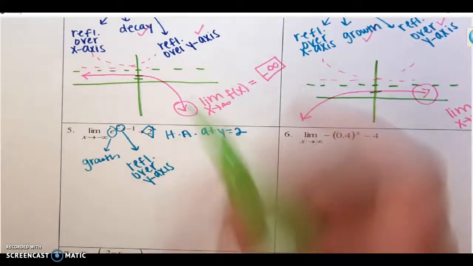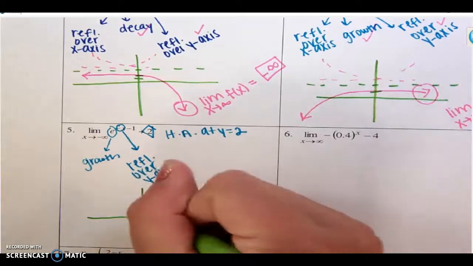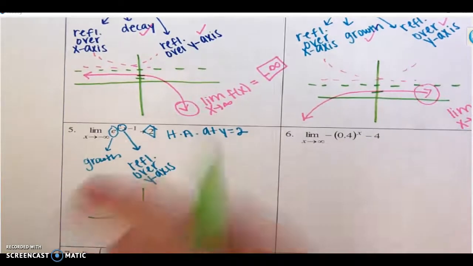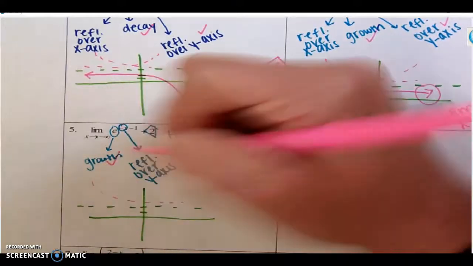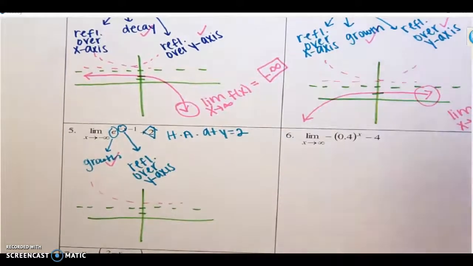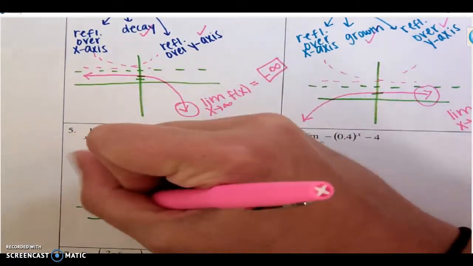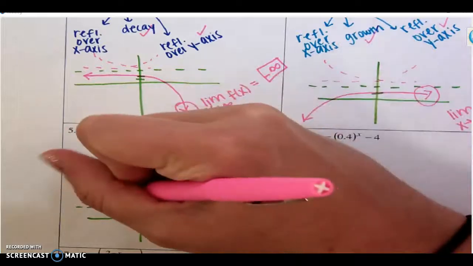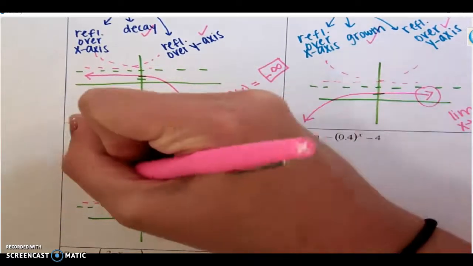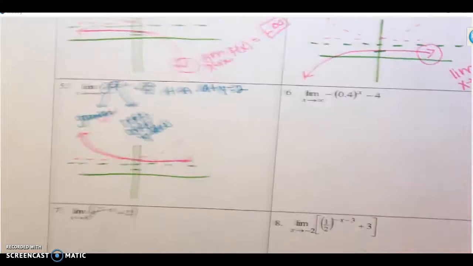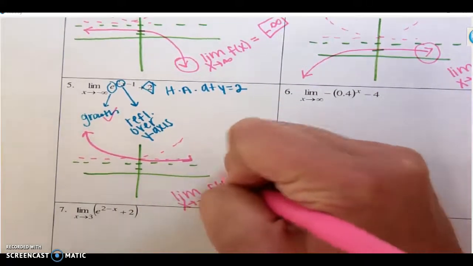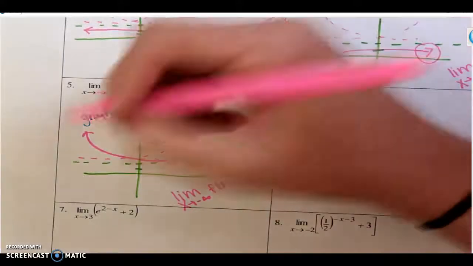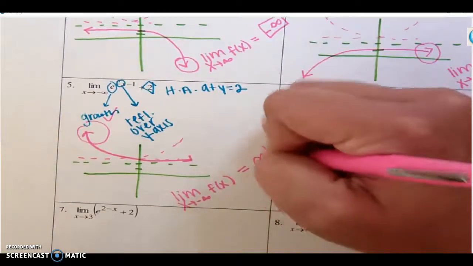So if we draw our graph, horizontal asymptote at 2. So it starts out as growth. The only thing we're going to do here is reflect over the y. I drew that wrong. Sorry. Ignore that. So it starts out as growth. Well, we're going to reflect over the y, so it has to become decay. So that will be our graph that we actually look at. Sorry about that. So we're doing the limit as x approaches negative infinity. So that's going to be our left end behavior, which means it's going towards infinity.